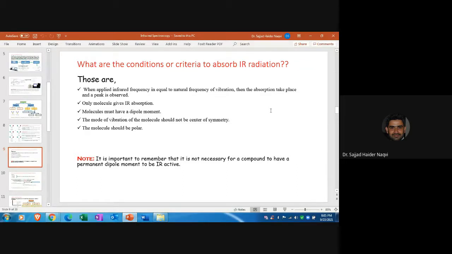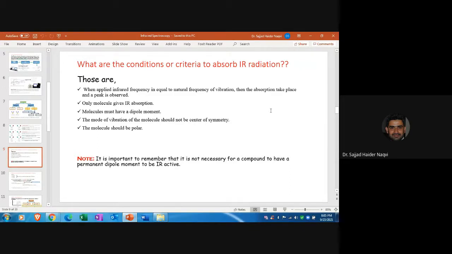The mode of vibration of the molecule should not have a center of symmetry. That's why it's either symmetrical or asymmetrical. And the point is repeated, the molecule should be polar. It's the same thing. The point number three and the last one are the same. So it is important to remember that it is not necessary for a compound to have a permanent dipole moment to be IR active. Now, this is another very important point.